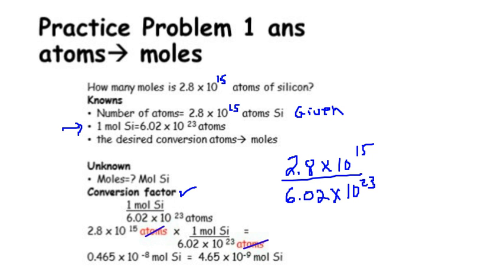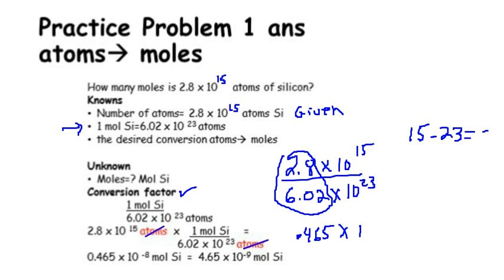2.8 divided by 6.02 gives us 0.465 times 10 to the 15 divided by 10 to the 23rd. Remember we subtract top minus bottom, 15 minus 23 equals minus 8. So that's times 10 to the minus 8. The 15 and 23 are the exponents.